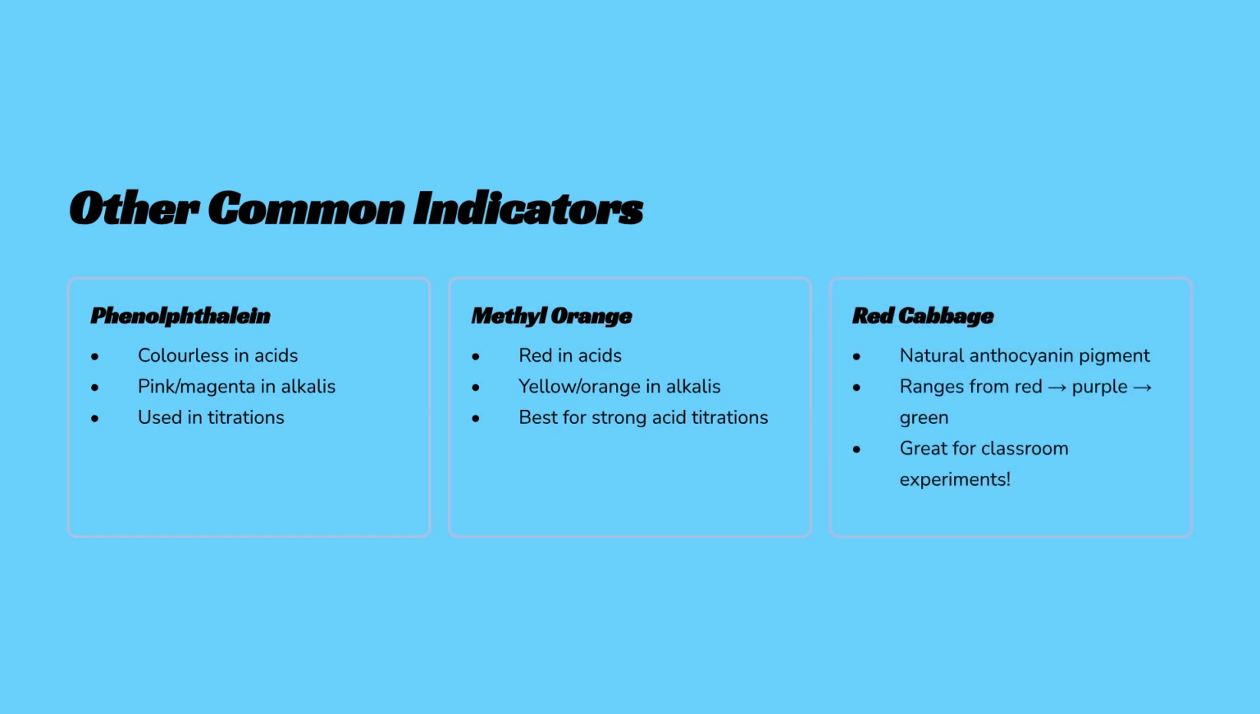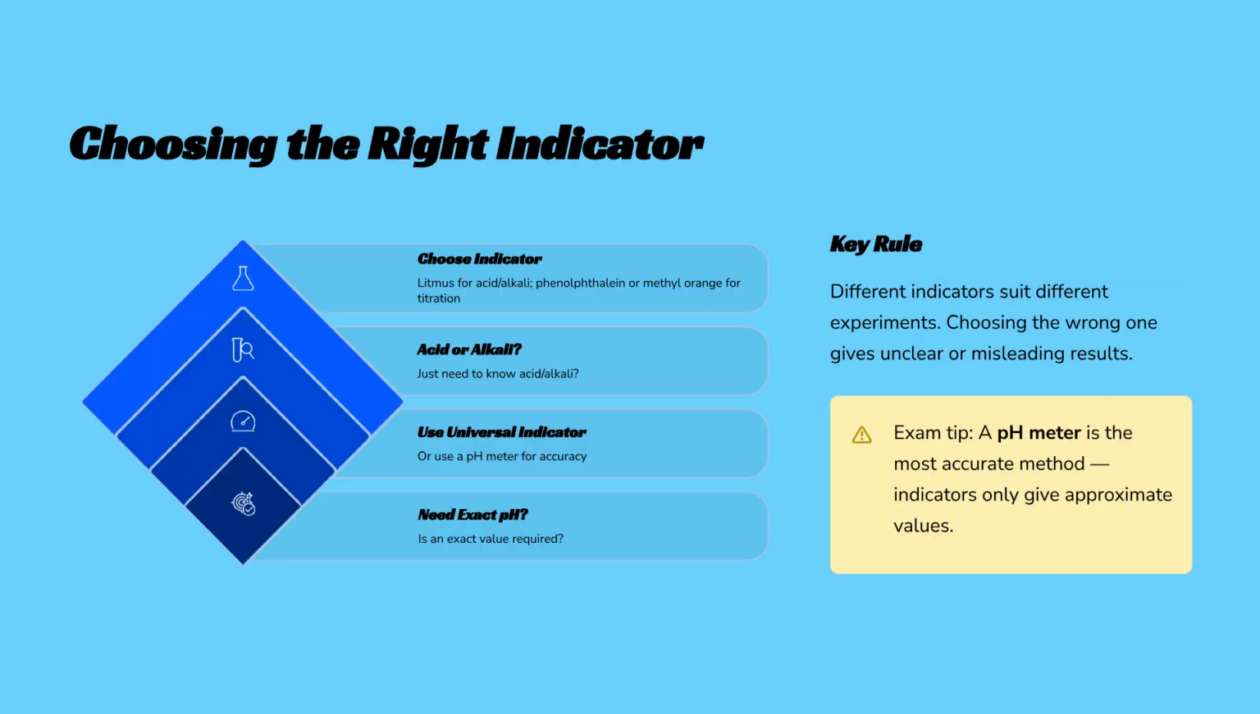Red cabbage is also a natural indicator. Choosing the right indicator depends on whether you need a quick acid/alkali check or an exact pH value. For accuracy, a pH meter is the most reliable method, as indicators only give approximate values.